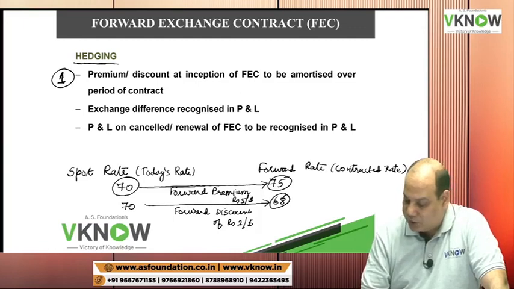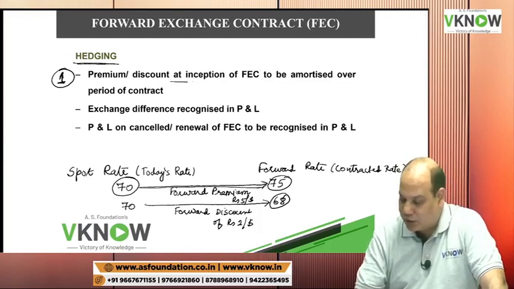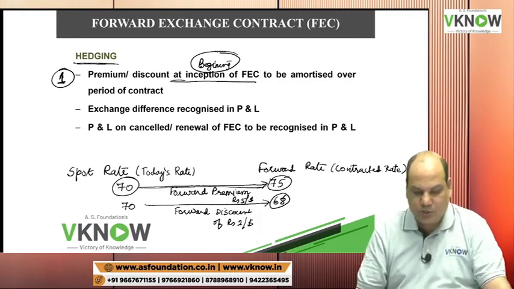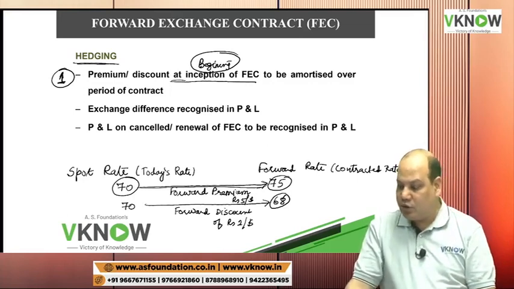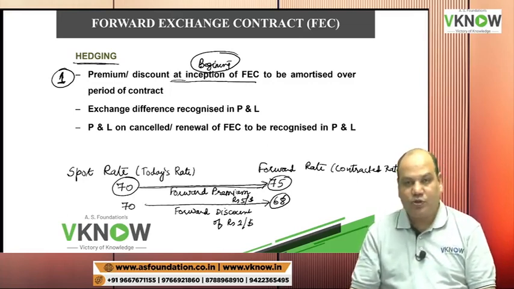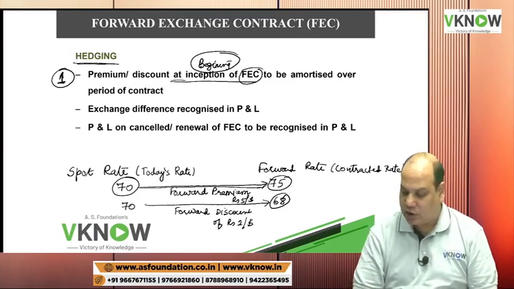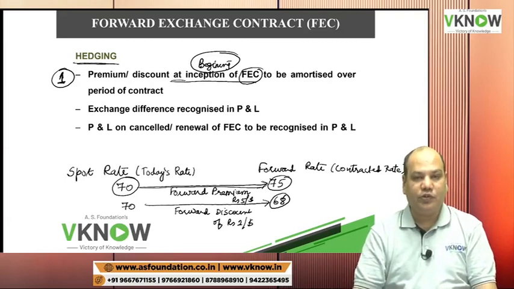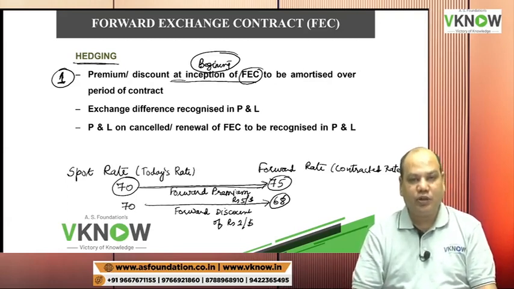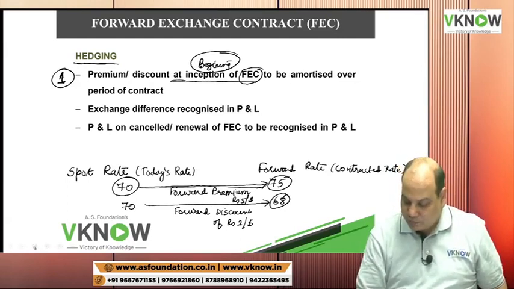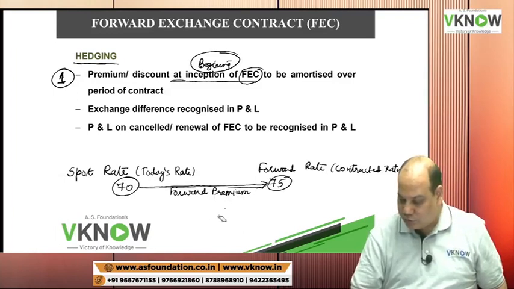So the first point to be kept in mind is, this forward premium or discount at the inception, means at the beginning. Forward premium or discount at the inception of the forward exchange contract, FEC means forward exchange contract, will be amortized over the period of the contract. Now understand the first one. I will take the first one only to explain, so no confusion.